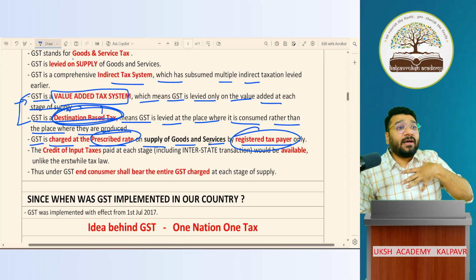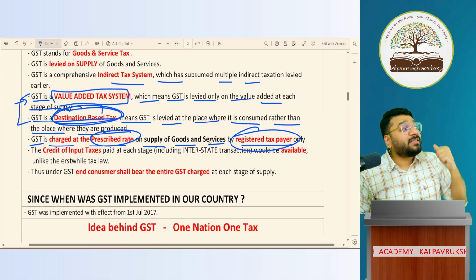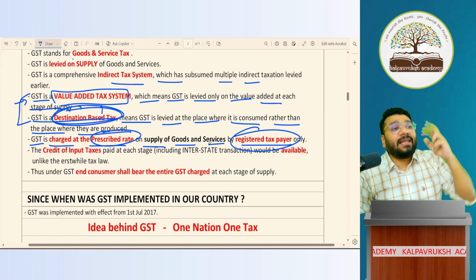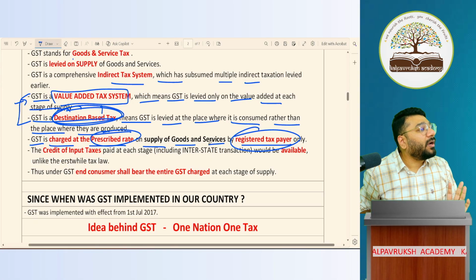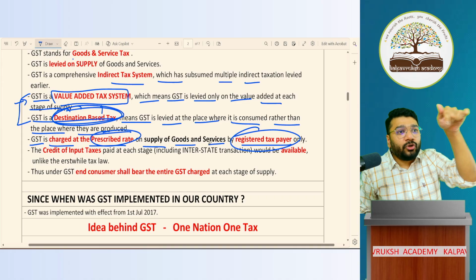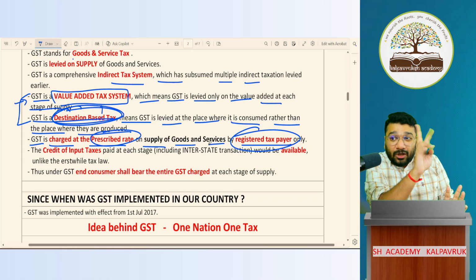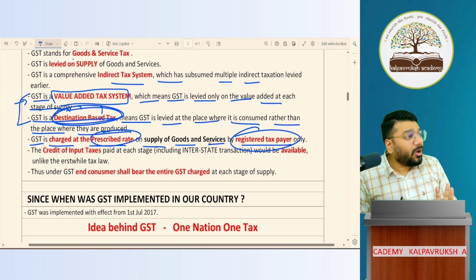So I'm a service provider. No need to register under GST until my turnover is 20 lakhs. The day I cross 20 lakh turnover, I have to register under GST. Got it? Not got it? So it is not compulsory for you to register under GST. Once your turnover limit crosses, then register under GST.